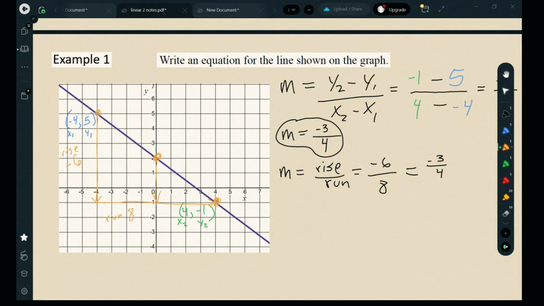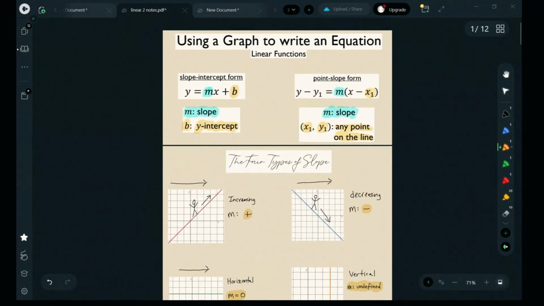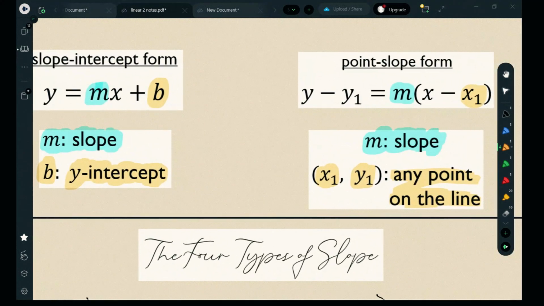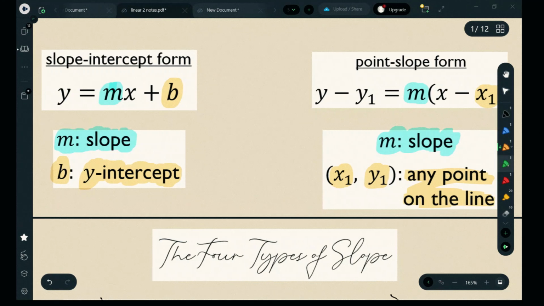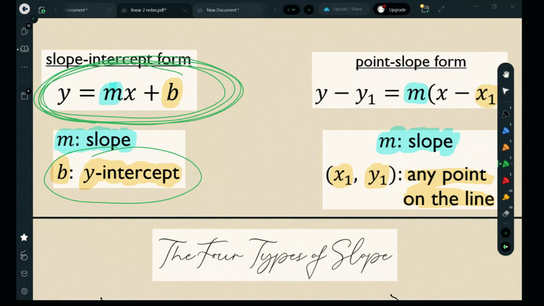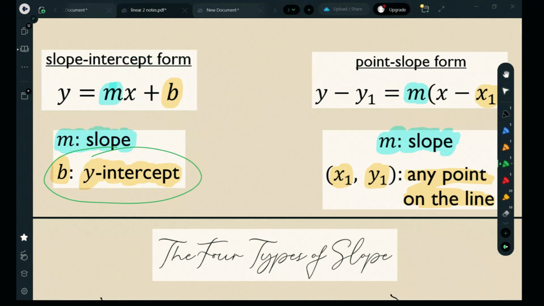Once you have the slope, then you're going to figure out which form of the equation of a line you want to use. We'll just look at these quickly as a reminder. We have slope-intercept form or point-slope form. Now, this is just my personal preference, but if I know what the y-intercept is, this is the way I'm going to write the line. We'll do it both ways, but this is the preferred way. If you know the y-intercept, I would just use y equals mx plus b.